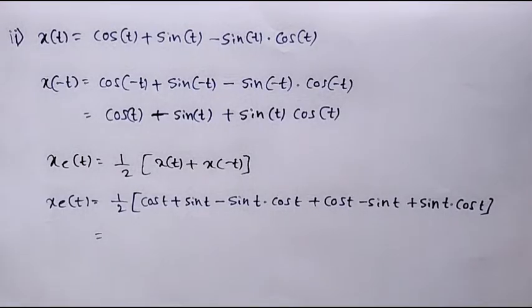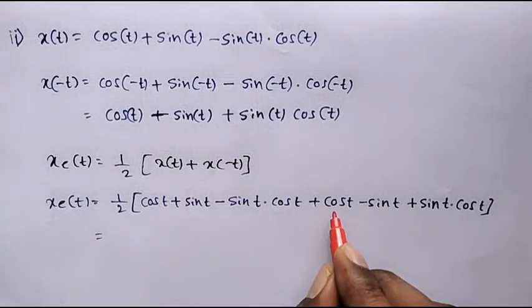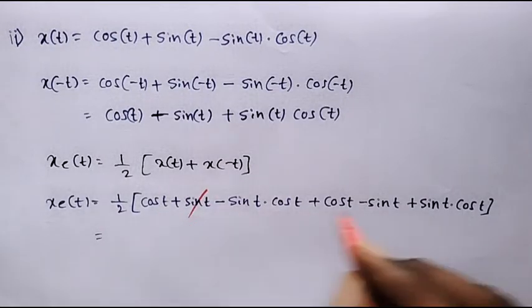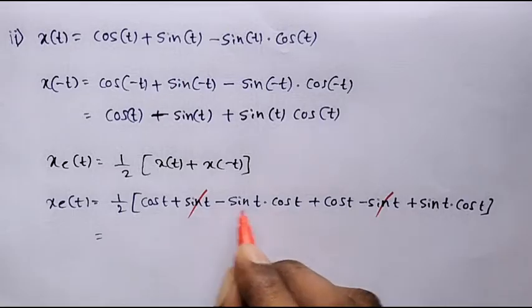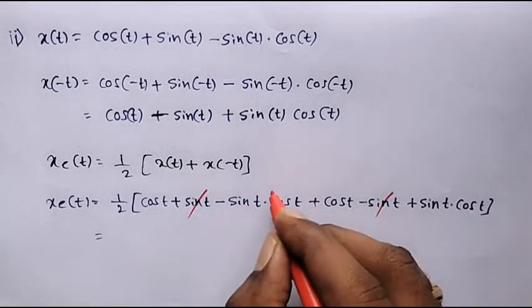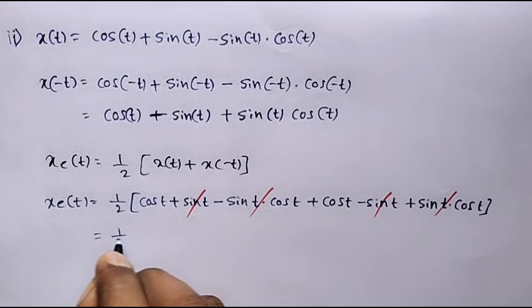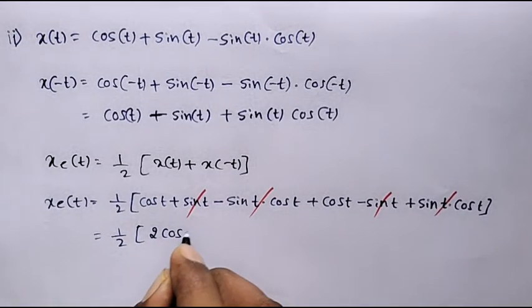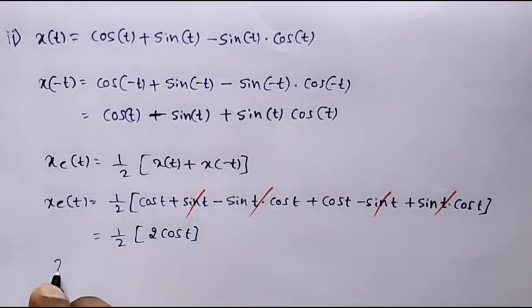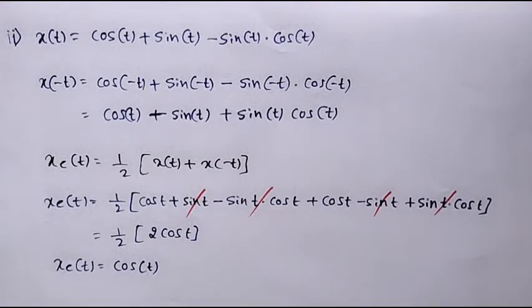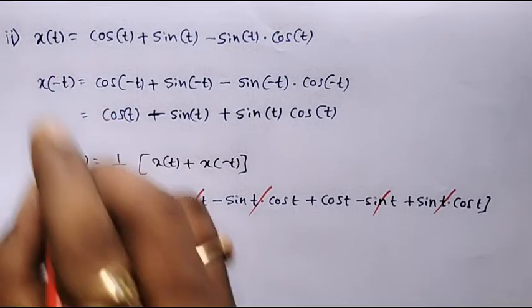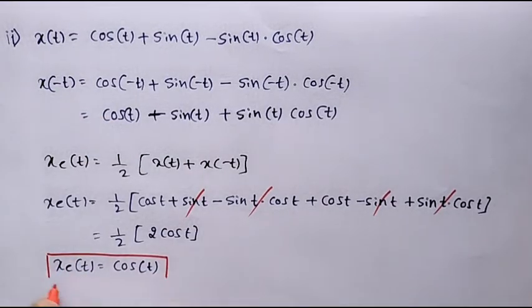Now we'll simplify this. Here we can observe cos t and cos t will become 2 cos t. Here sin t and sin t will get cancelled, and minus sin t cos t plus sin t cos t will get cancelled. So we will get 1 by 2 cos t. Therefore xe of t is equal to, 2 will get cancelled, we will get cos of t. Therefore xe of t, that is even component of x of t, is cos of t.